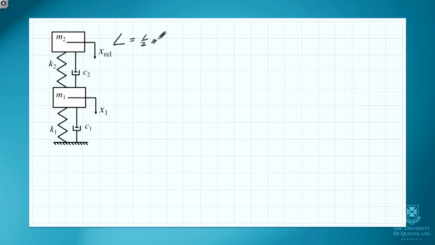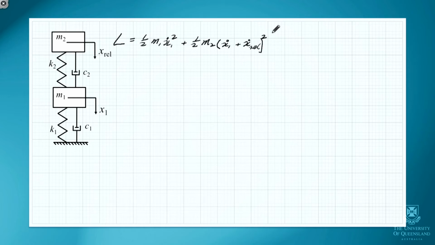That's a half m1 x1 dot squared for mass 1 plus the kinetic energy of mass 2. Now we have the motion of mass 2 is x1 plus xrel. We have to add on the relative motion to mass 1. So the kinetic energy will depend on the velocity of mass 1, x1 dot, plus the relative velocity, xrel dot, to give the velocity of mass 2, and that is what we square.